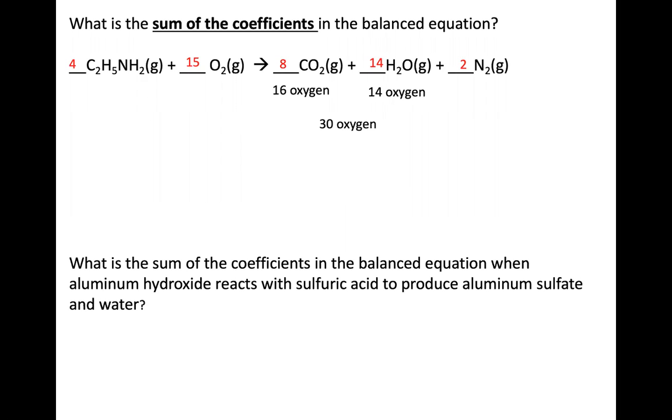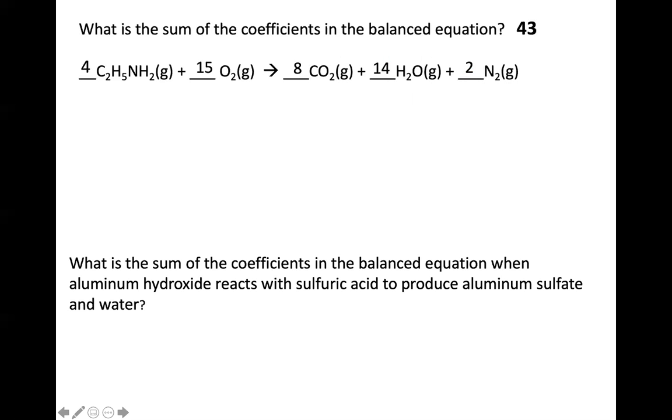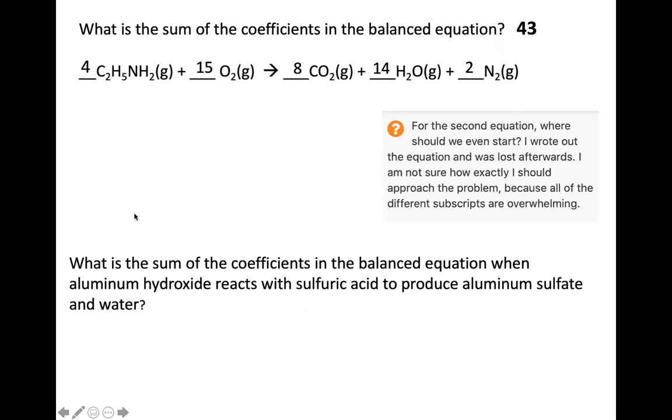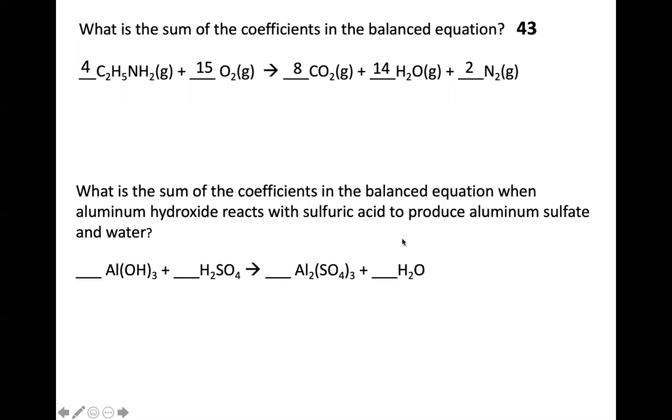Now, different type of question that I've seen on tests is a word description. What is the sum of the coefficients in the balanced equation when aluminum hydroxide reacts with sulfuric acid to produce aluminum sulfate and water? Crucial within this one, we've got to be able to write what the equation is. As a student commented, well, where should we even start within this one? They were able to write the equation and then seem lost. This would be the equation I'd be starting with.